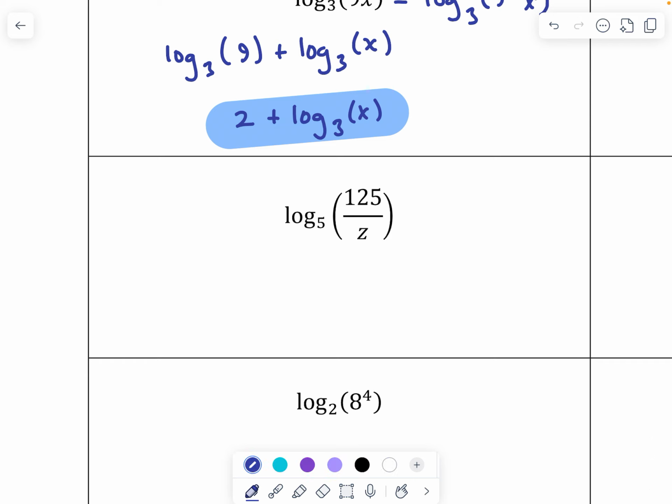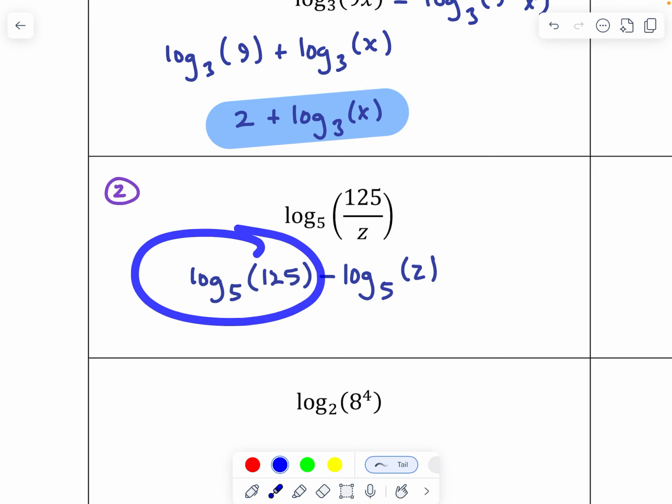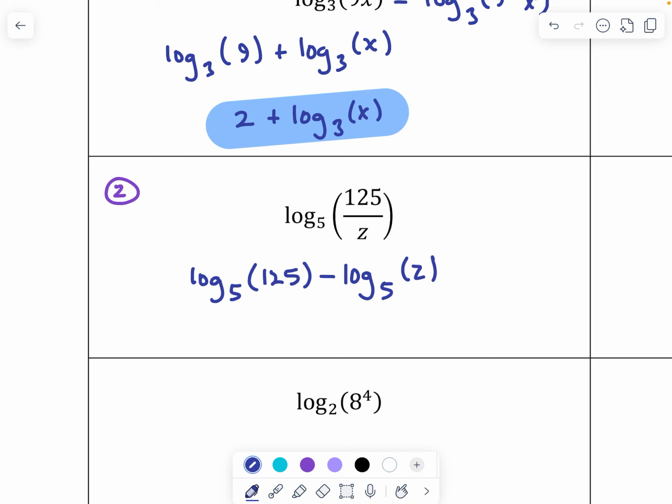Next one. This is using the second property of logarithms, which states that division inside the logarithm corresponds to subtraction outside the logarithm. So again, I can split this up with a minus sign in the middle. Simplify when possible. What is log base 5 of 125? That is going to be 3. So we have 3 minus log base 5 of z. That is your answer.